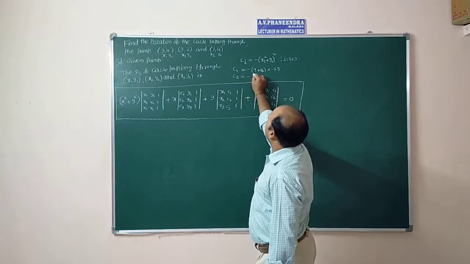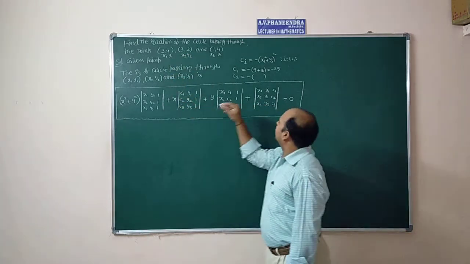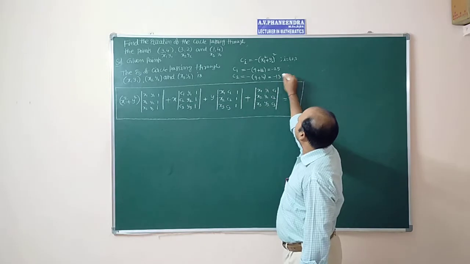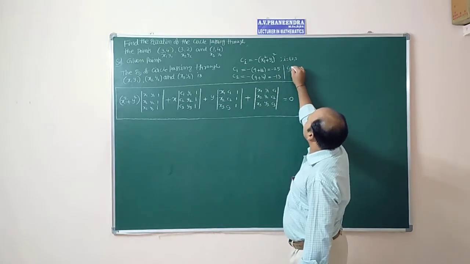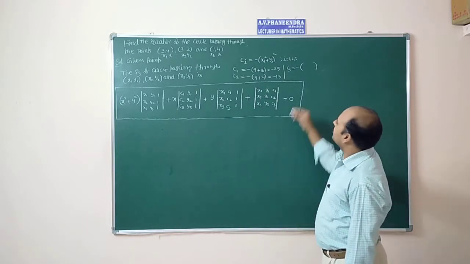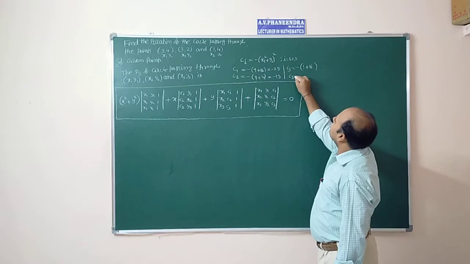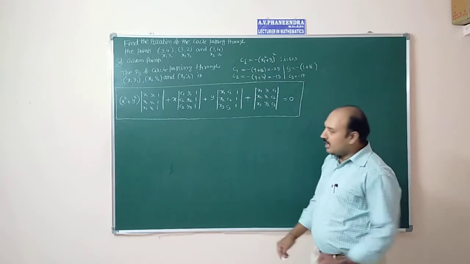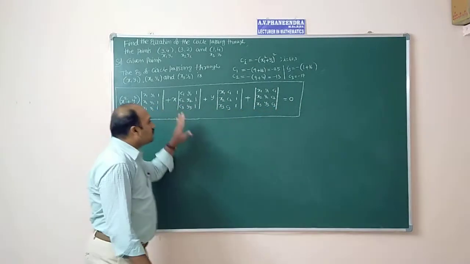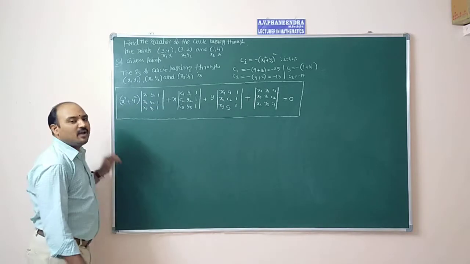Calculate C2. C2 is minus of x2 square plus y2 square, minus of 9 plus 4, which is equal to minus 13. Next, C3. C3 is equal to minus of x3 square plus y3 square, minus of 1 plus 16, which is equal to minus 17. Now, these values we have to substitute here. Before substituting in this, calculate these respective determinants and substitute the values directly.